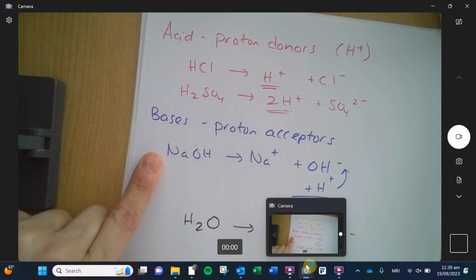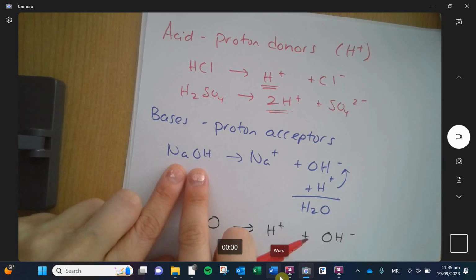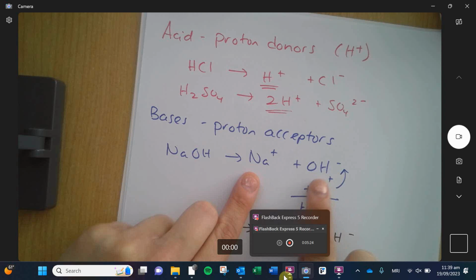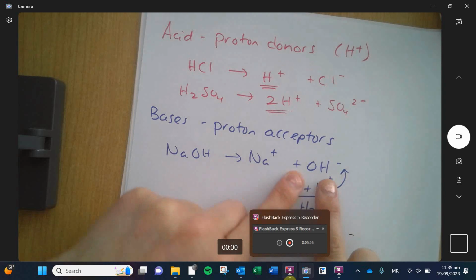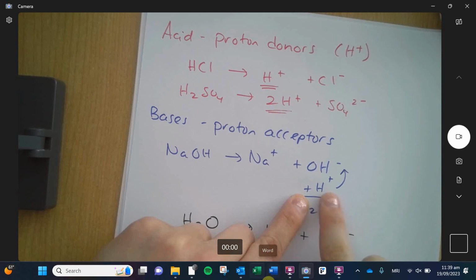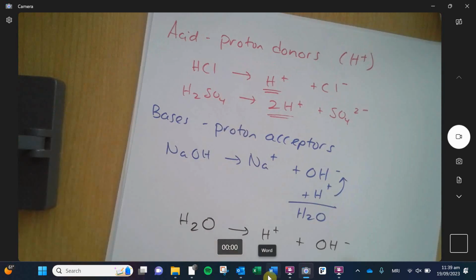The bases do the opposite thing. Instead of releasing them, they accept them. They take them in and remove them from the liquid. An example would be sodium hydroxide. When sodium hydroxide breaks apart in water, you get the sodium ion and the hydroxide ion. The hydroxide ion is able to take a proton that's floating around in the water and remove it from the situation, forming water. So that's the definition of how both of these are operating. Are we okay with that?